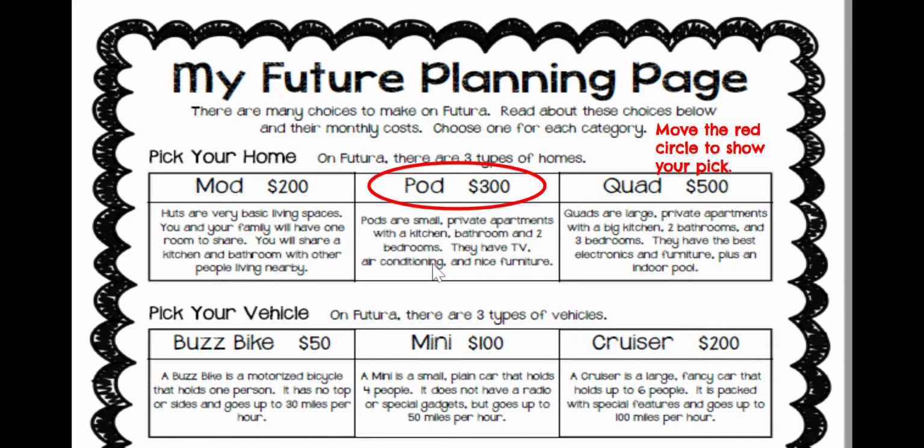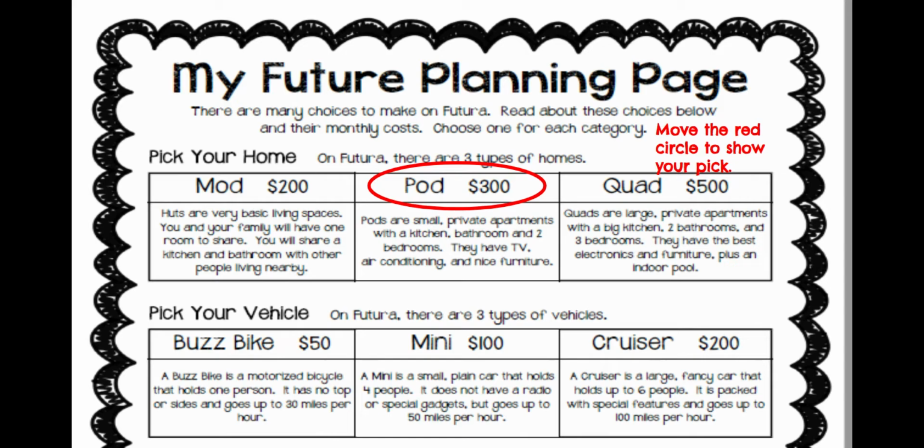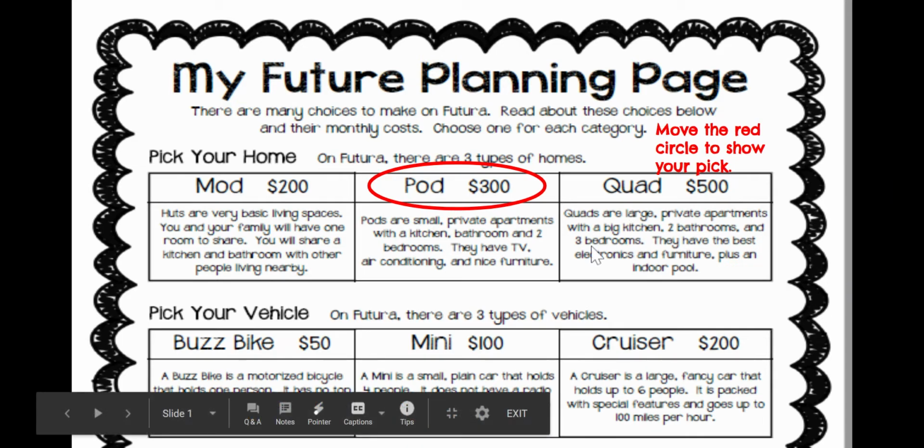I want to have my own bathroom and everything, but I don't know that I need all of the super fancy stuff. You may decide, you know what, I like to spend a lot of time at home. So maybe the quad is something that you want, but you want to think about how much money you're making. Remember, if you choose the mover job, you were only making $400. So a mover cannot afford to live in a quad, right?